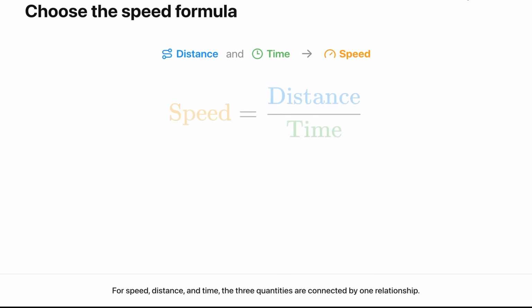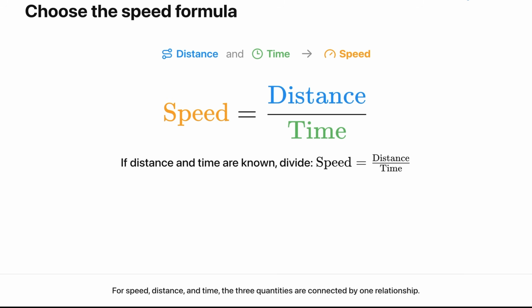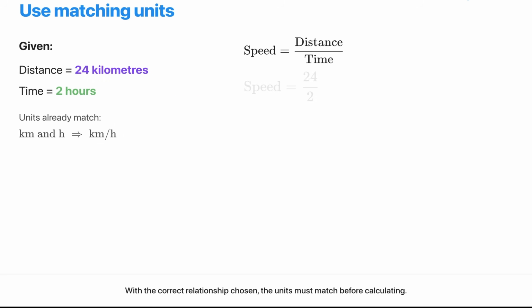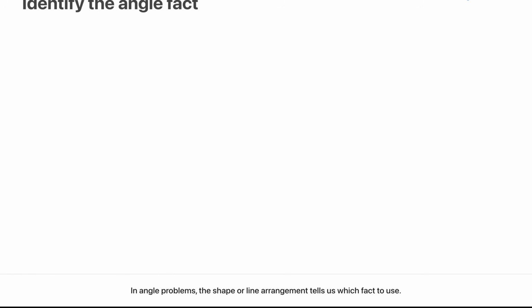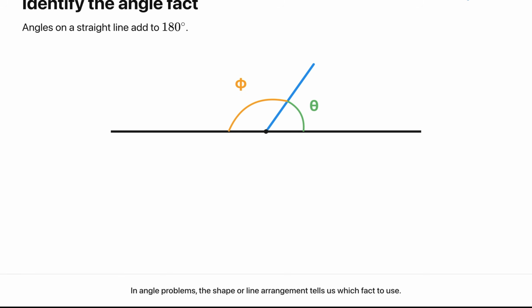For speed, distance, and time, the three quantities are connected by one relationship. If distance and time are known, speed is found by dividing distance by time. If a cyclist travels 24 kilometers in 2 hours, the speed is 24 divided by 2, which is 12 kilometers per hour. In angle problems, the shape or line arrangement tells us which fact to use.